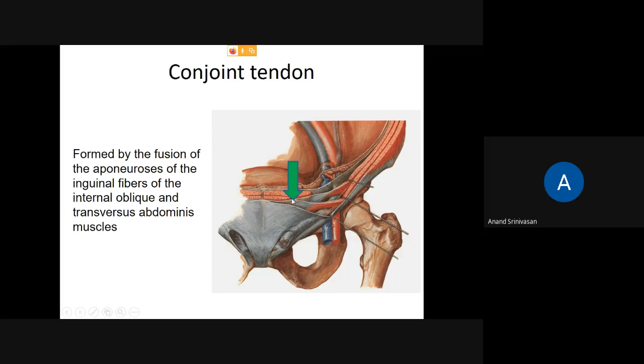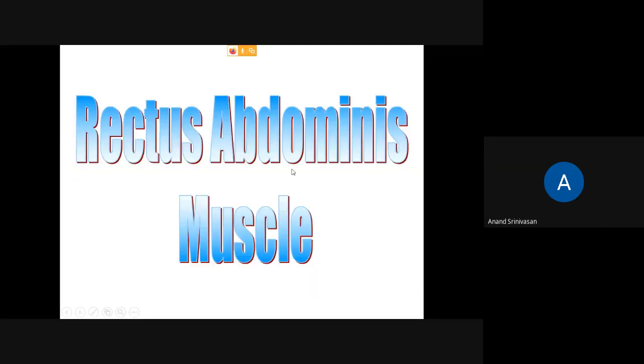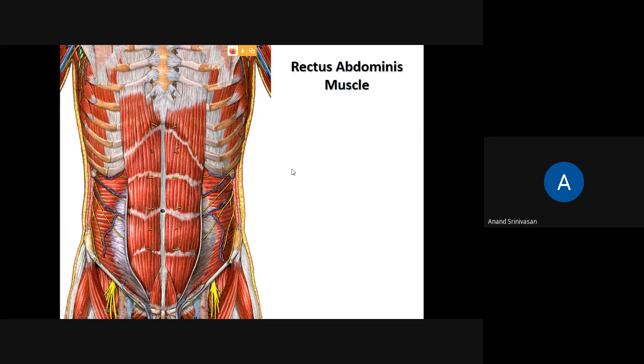You can see both of them are passing anterior to the rectus sheath in the lowermost part. Both the internal oblique aponeurosis and the transverse abdominis aponeurosis pass anterior to the rectus sheath, and behind you can see there is only fascia transversalis. And this is the rectus abdominis muscle.